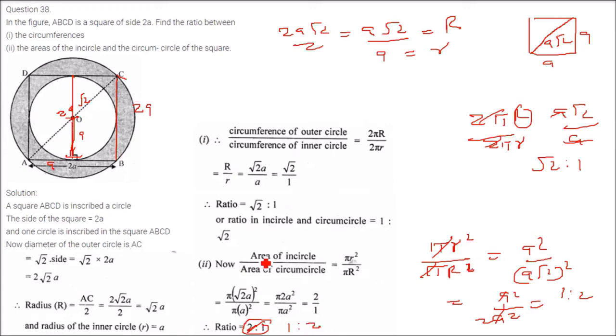Why? Because we have to change this. In area of the incircle to circumcircles, incircle is not root 2a, it's a. Small r is a, and this capital R is a root 2. So you just have to switch it, and then 1 is to 2 will be there.